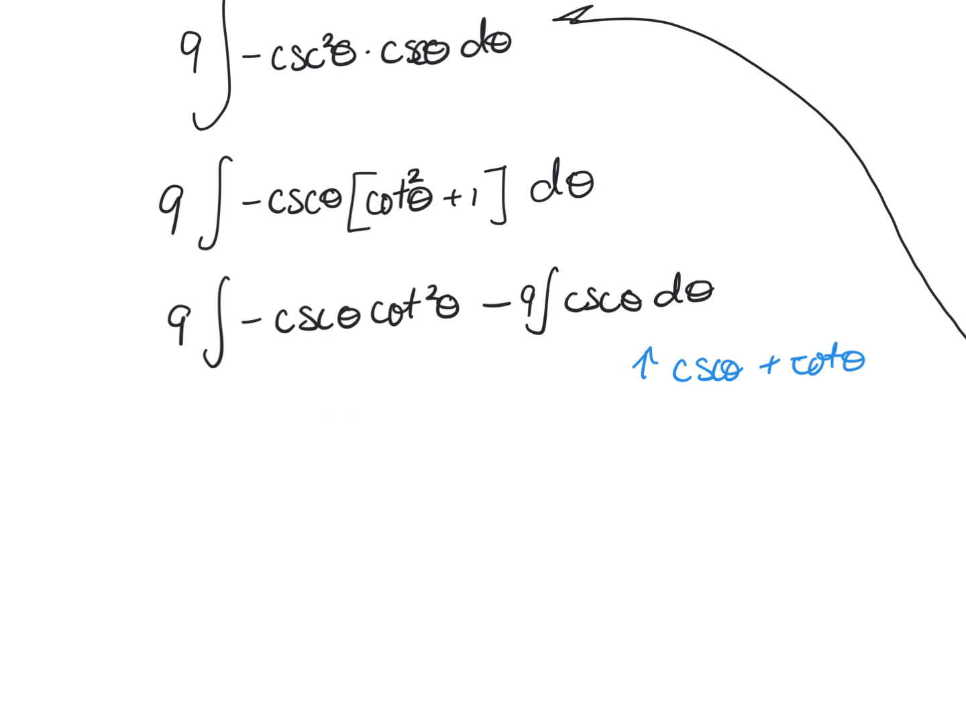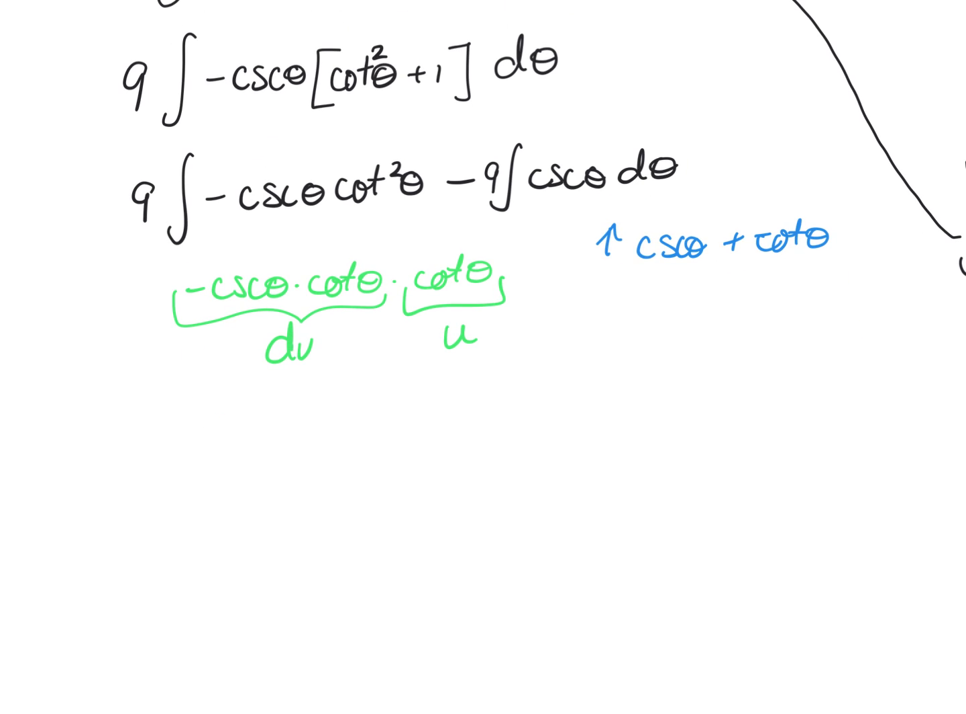Well, I would rewrite this as a negative cosecant of theta multiplied by the cotangent of theta multiplied by the cotangent of theta. The reason I would do that is because I know what the integration of that is going to be. So that would be a good choice for dv. This is a good choice for u. Now I'm going to do this by integration by parts, and when I get totally done by the integration by parts, I'm going to get something that looks like this.